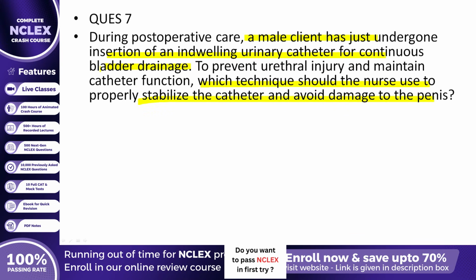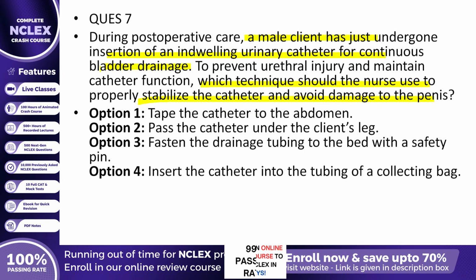Here are the options to consider. Option 1, tape the catheter to the abdomen. Option 2, pass the catheter under the client's leg. Option 3, fasten the drainage tubing to the bed with a safety pin. Option 4, insert the catheter into the tubing of a collecting bag. The correct answer here is Option 1, tape the catheter to the abdomen.